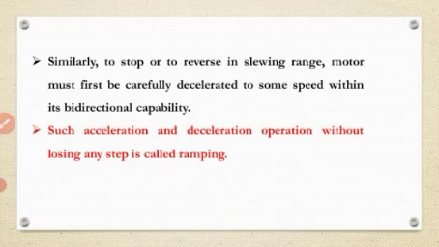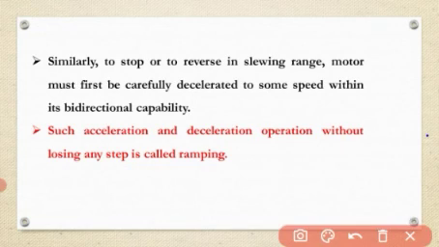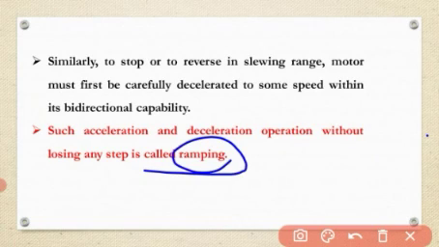Similarly, to stop or reverse a slewing motor, it must first be carefully decelerated to some speed within its bidirectional capability. If we want to reverse the motor, we have to decelerate it within the safer limit of bidirectional capability. Such acceleration and deceleration operation without losing any steps is called ramping.